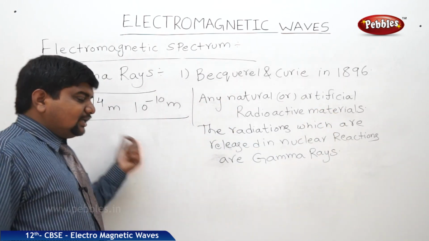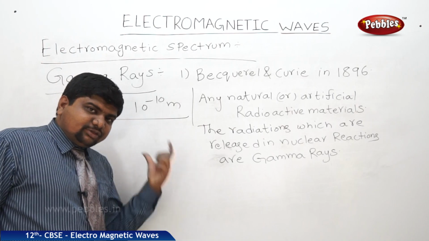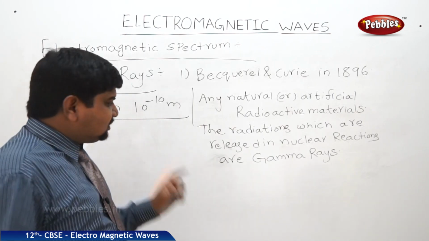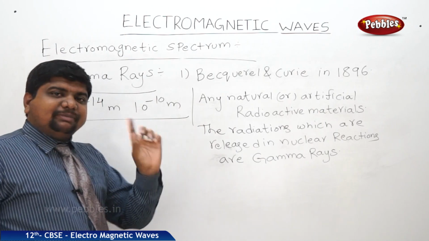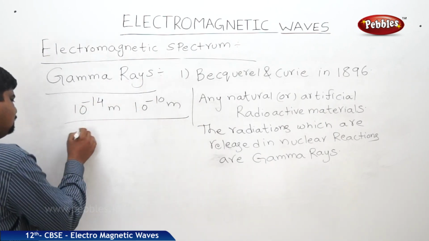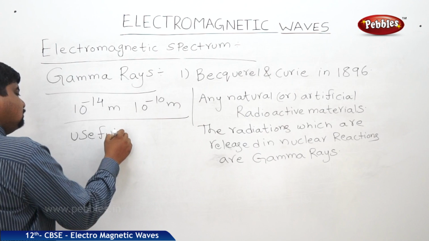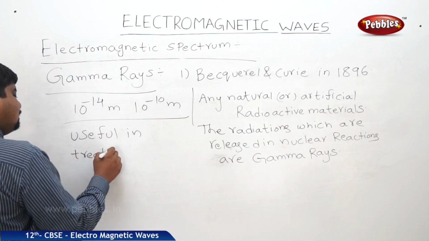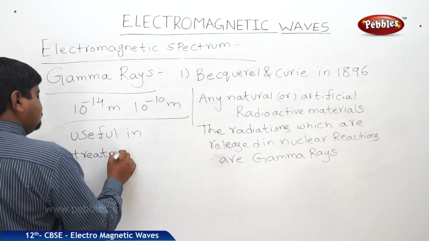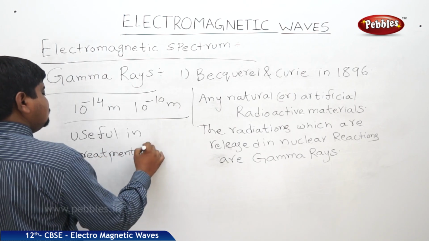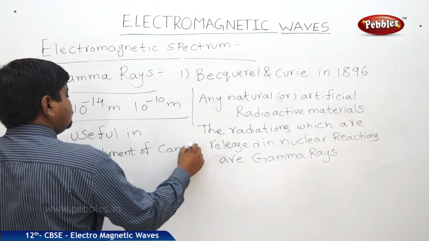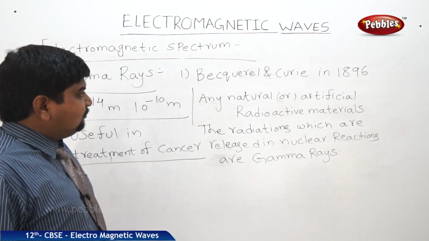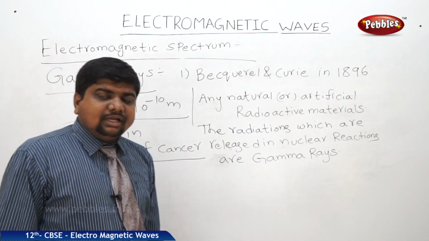These gamma rays can react with the photosensitive materials. Their main use is the treatment of cancer. These rays are useful in treating cancer. So this is the information about the gamma rays.